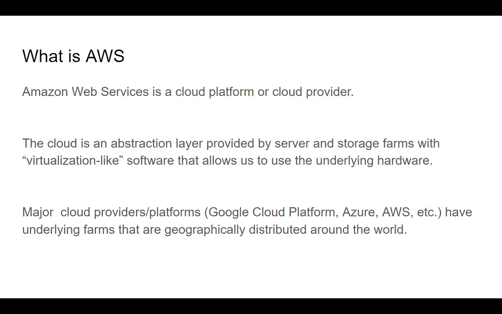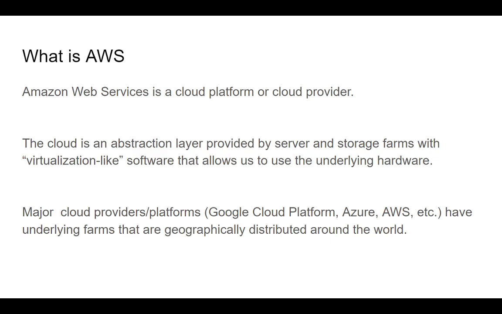So the cloud is an abstraction layer provided by software that sits over server and storage farms. So there's this virtualization-like software that sits over the hardware and allows us to use it in a virtualized fashion. So it's not one-to-one like with your desktop, where you have one operating system on the hardware. This is hardware unimaginable in scope, lots and lots of servers, lots and lots of memory, lots and lots of disk space, and we are using pieces of it.